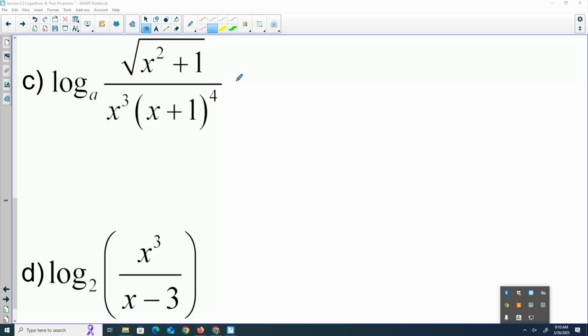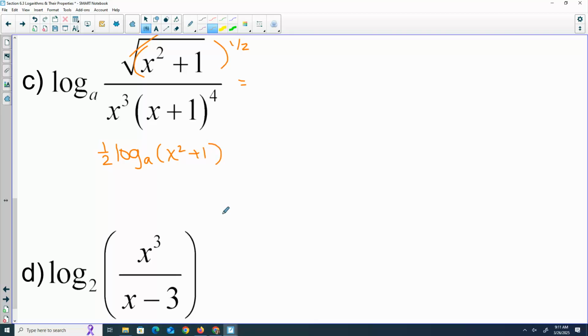So, the first one, a square root is like what power? 1/2. So it's the same thing as saying x squared plus 1 to the 1/2 power. And we know properties of logs, that exponent would come down in front. So 1/2 log base A. Put that x squared plus 1 in parentheses to show us doing the log of the whole thing. Can you break that apart anymore? No, because they're adding. Can we bring down the square? No, because the whole thing is a square.